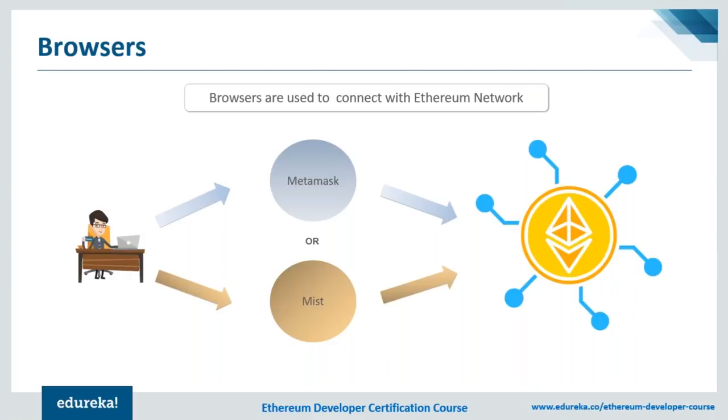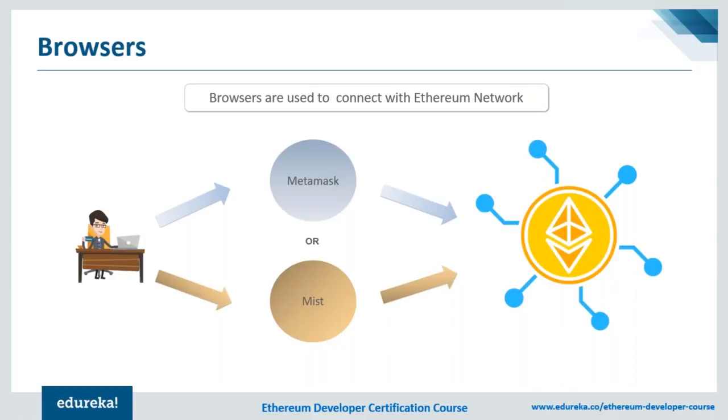Geth is an official Golang implementation of Ethereum's protocols. It is written in Go, fully open source, and licensed under the GNU LGPL version 3. Go Ethereum is available either as a standalone client called Geth that you can install on pretty much any operating system, or as a library that you can embed in your Go, Android, or iOS projects.